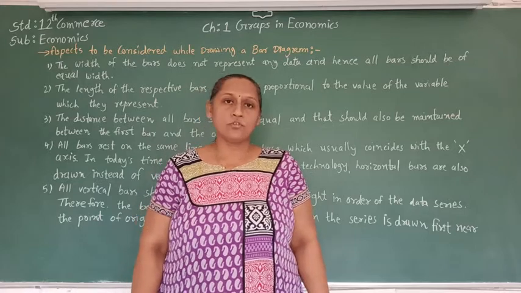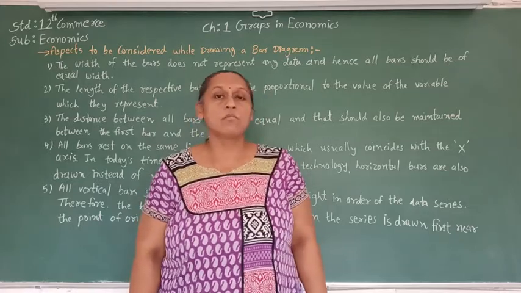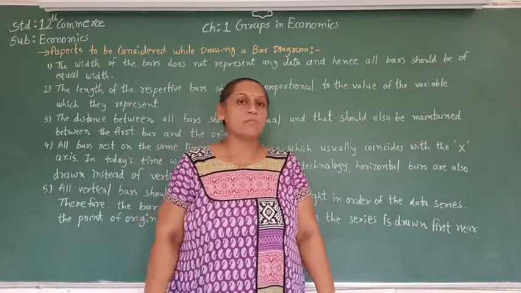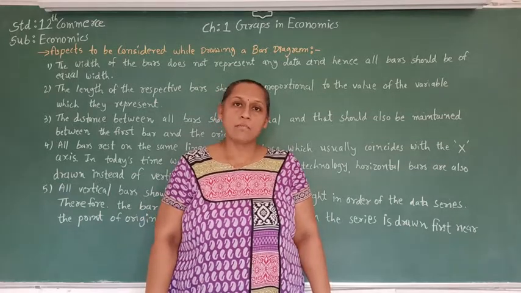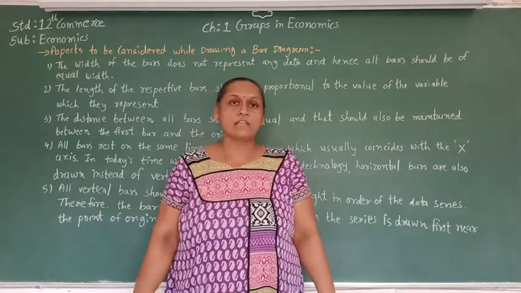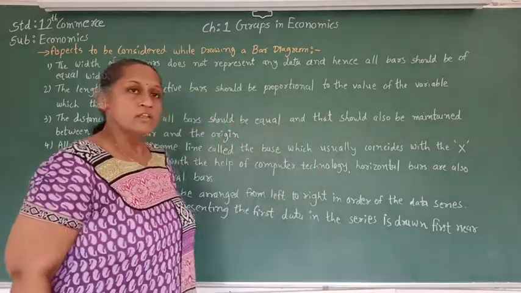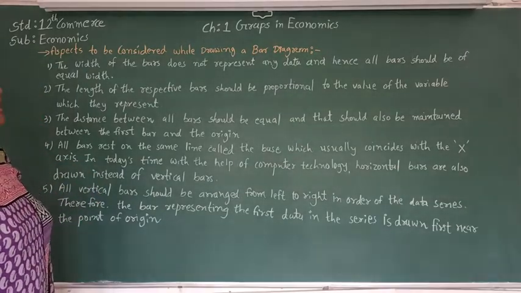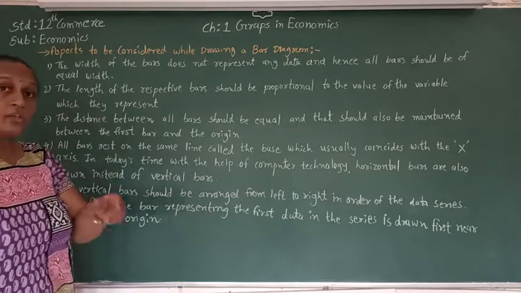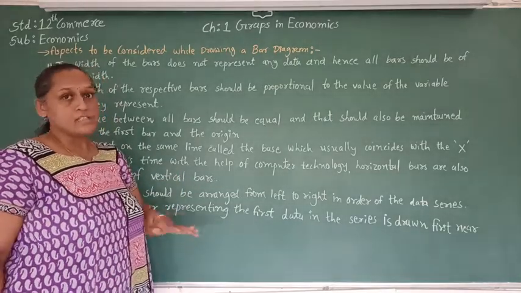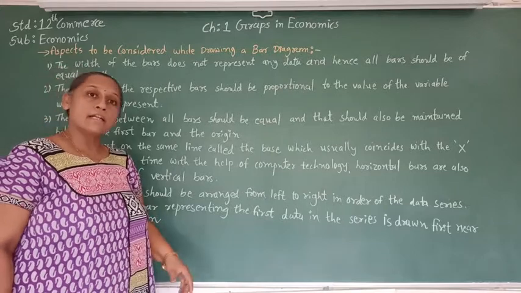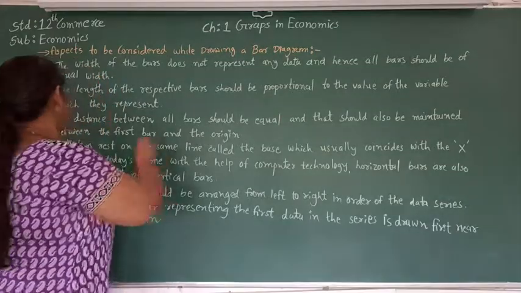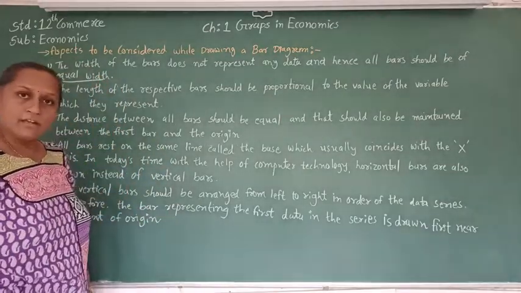Now let's see the aspects to be considered while drawing a bar diagram. Here we have seen three types of bar diagram: simple bar diagram, cluster bar diagram as well as divided bar diagram. For all of the three we have to consider the following things. The very first is that the width of the bar does not represent any data and hence all bars should be of equal width. The width of the bar is not indicating anything, and the width must be equal in all three bar diagrams. So the first point is equal width.